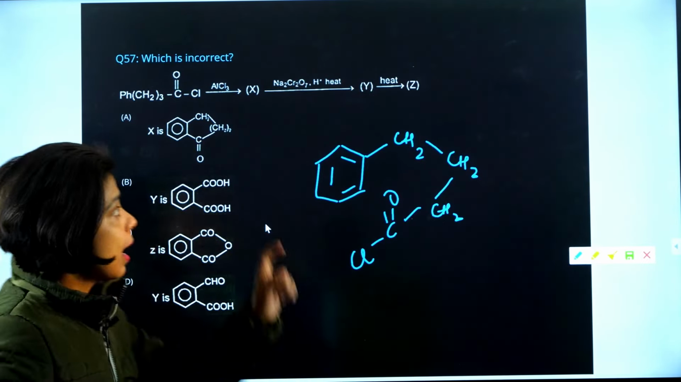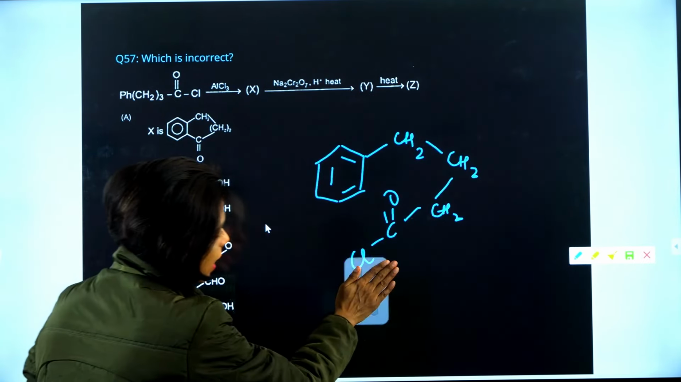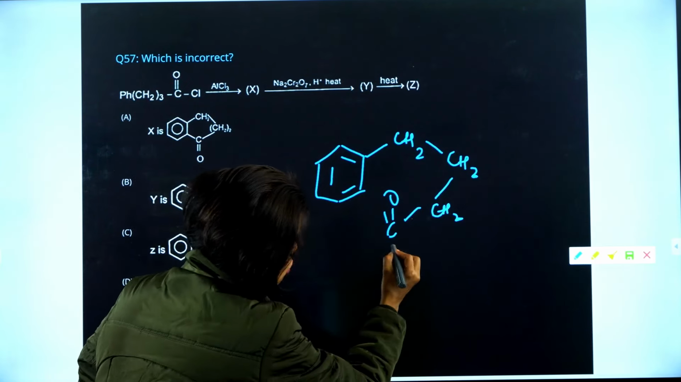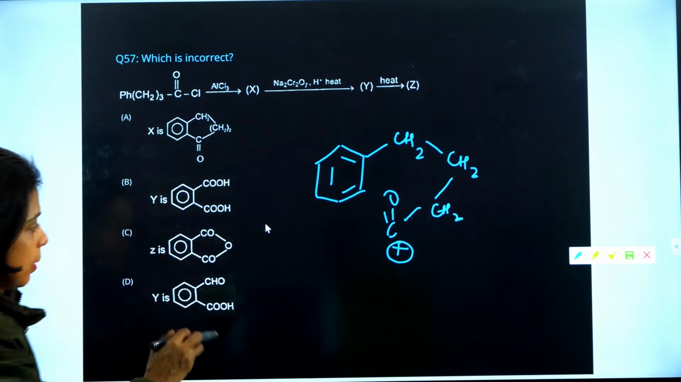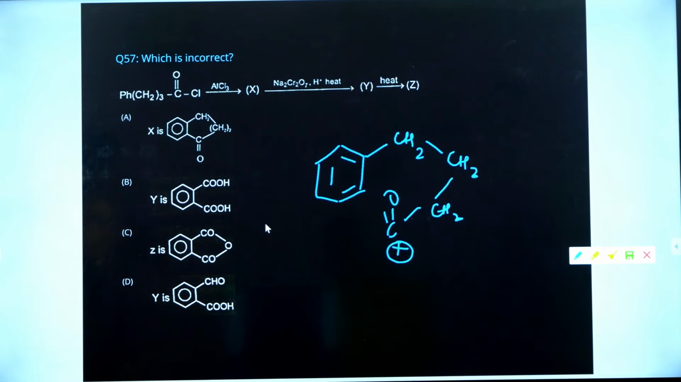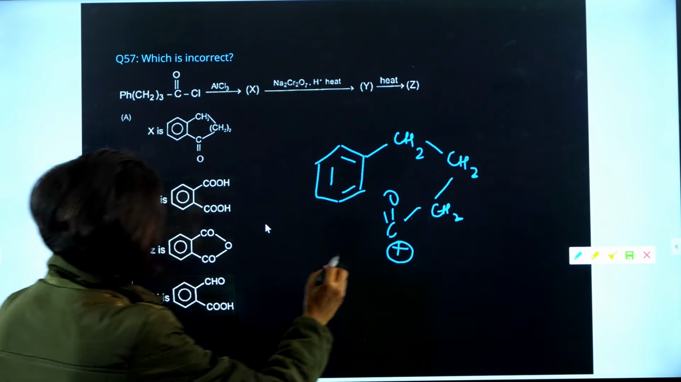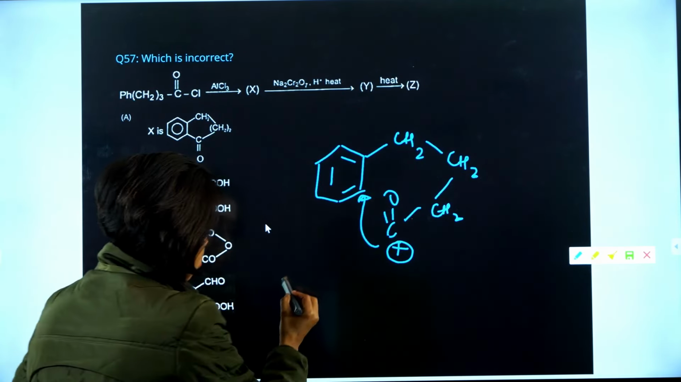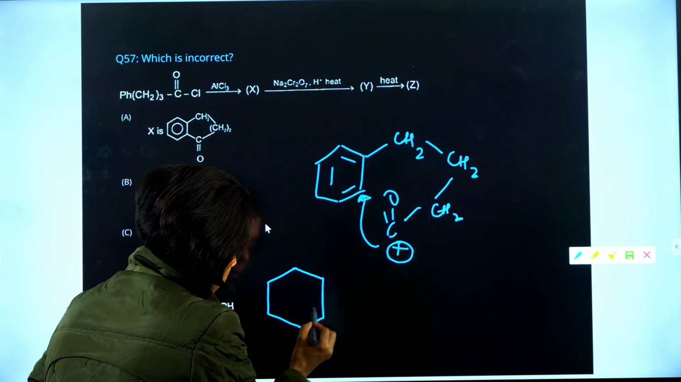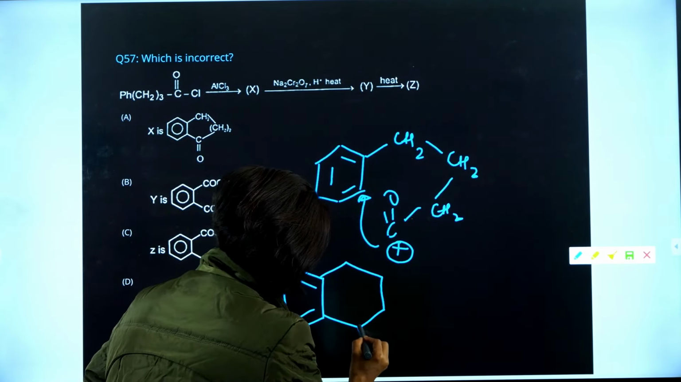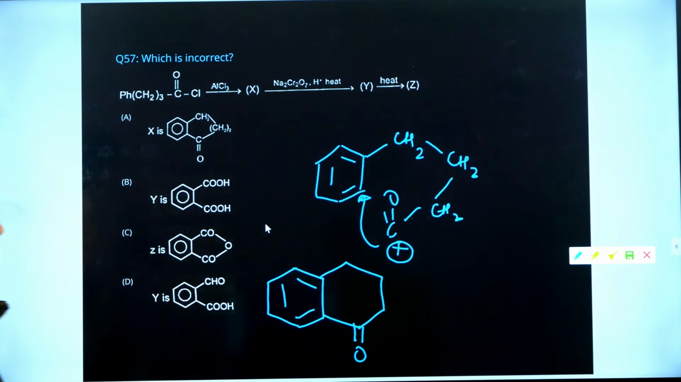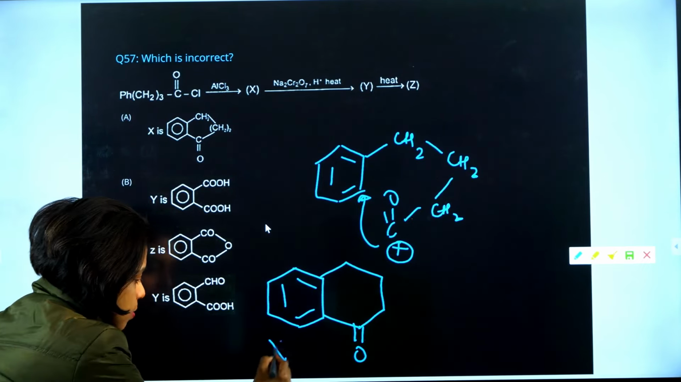So what will happen? There is the same information here, which will again attack your benzene ring. The benzene ring will be attacked. So the first product that you will get is this. This will be formed, right? This will be formed. Done. So this should be your X. So this is my X.